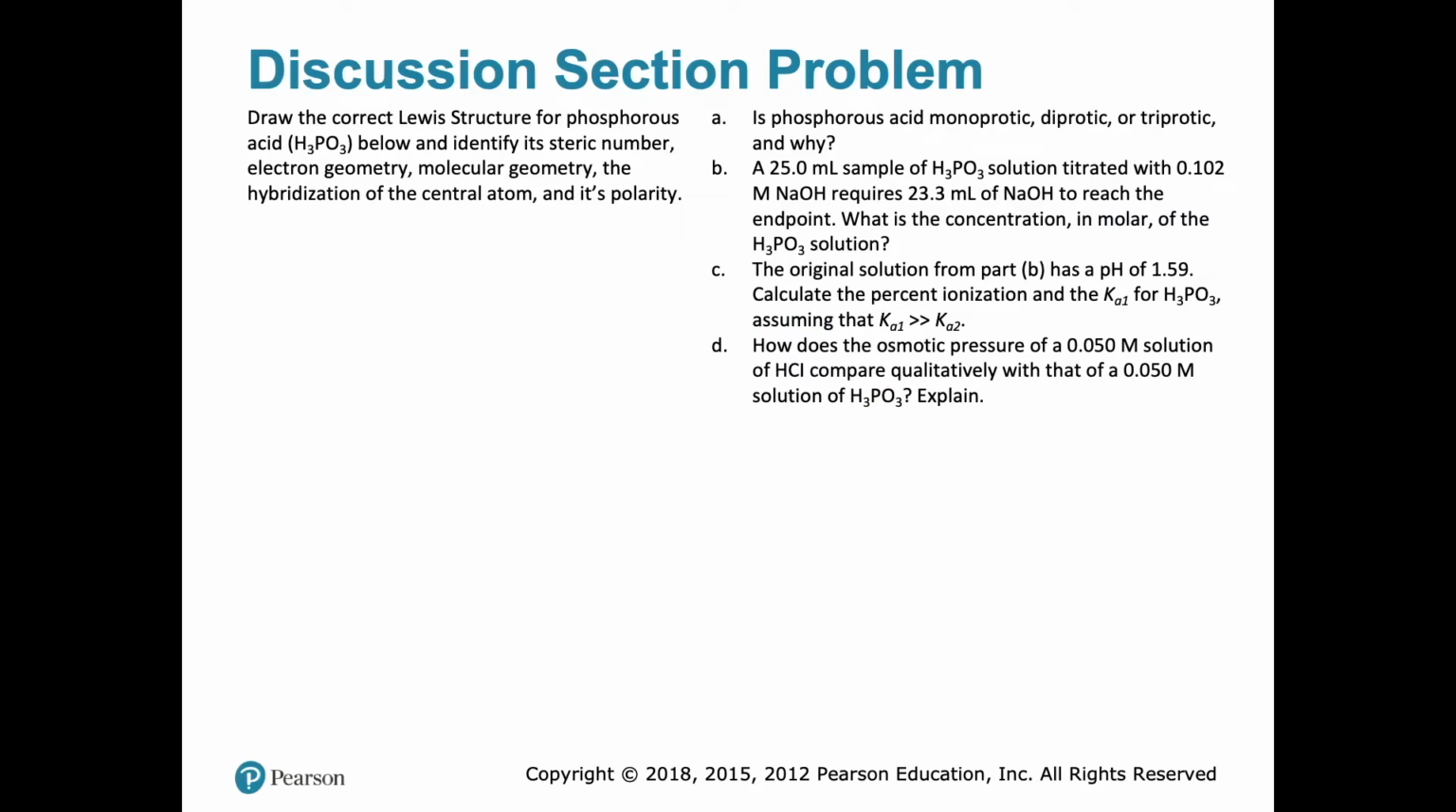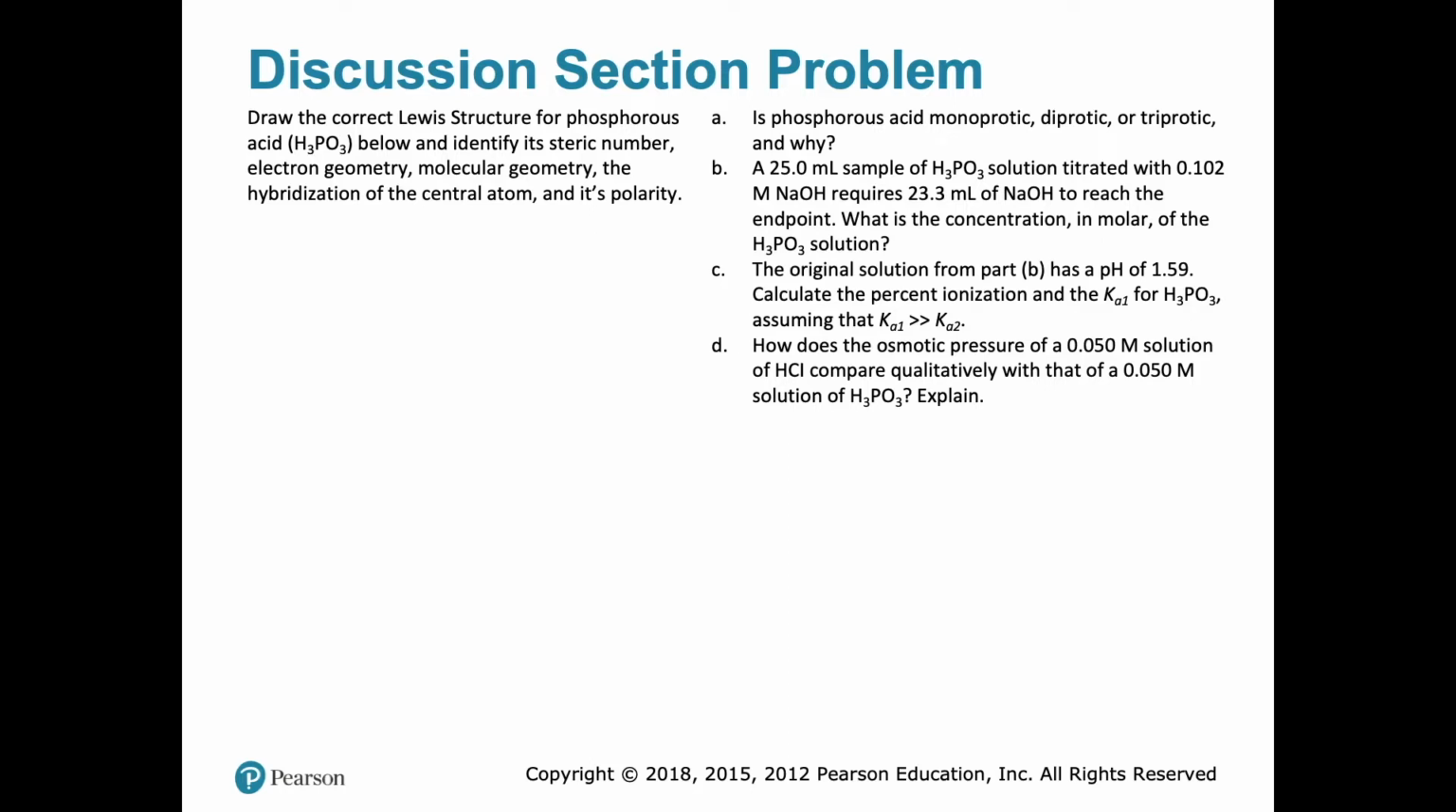The first thing it says is to draw the correct Lewis structure for phosphorus acid, H3PO3, and below, identify the steric number, electron geometry, molecular geometry, the hybridization of the central atom, and its polarity. And the reason I had all that there is, of course, because I'm going to continue testing you on Lewis structures and geometries and stuff like that.